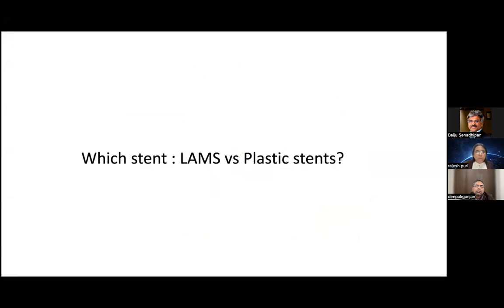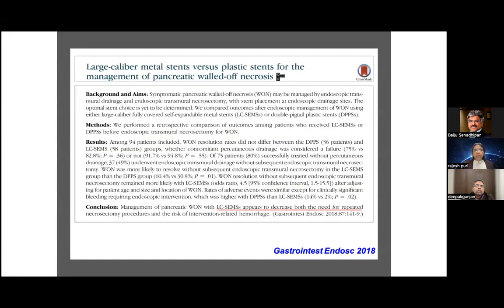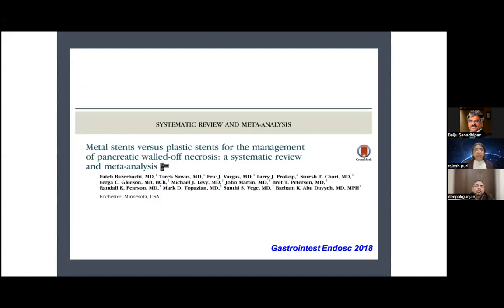A brief about which stent, because the literature is diversified. Many people talk about the LAMS. A few studies show the plastic stent also has similar results. So this is an article which was published in Clinical Endoscopy, and what they have shown is that the large caliber metal stent appears to decrease both the need for repeated necrosectomies and the risk of intervention-related bleed.